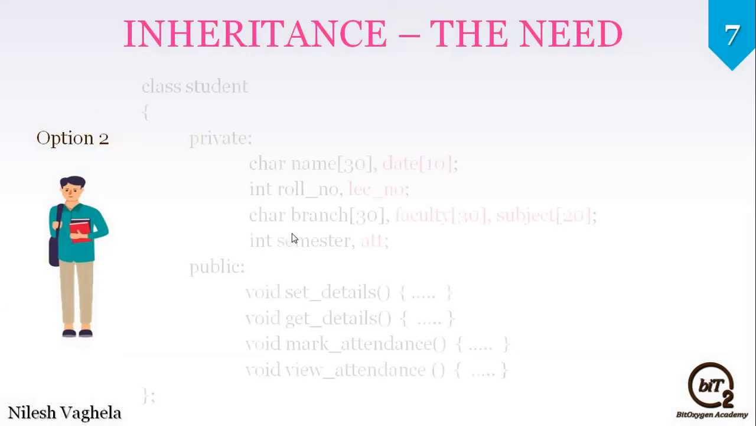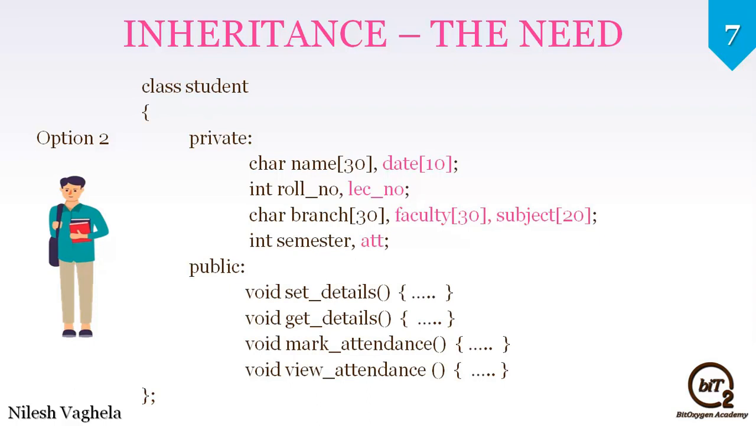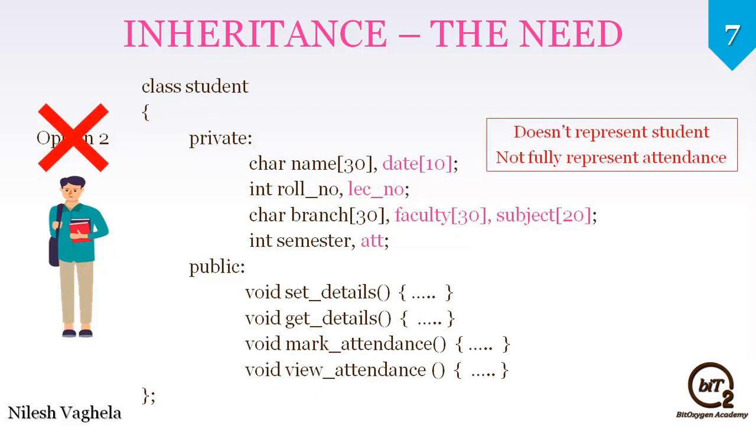So the another approach is simply no need to make a student class, no need to make an attendance class, and we get all the properties and methods of the attendance class into one class. So what we do, we make a single student class and put all needed data and functions into the same class. So date, lecture number, faculty, subject, attendance, mark attendance, view attendance, everything is put in a student class. Is this approach valid as well? This can be done, but should it be done? No. Why? Because now this class neither represents student properly nor represents attendance properly. So this option is not valid as well.